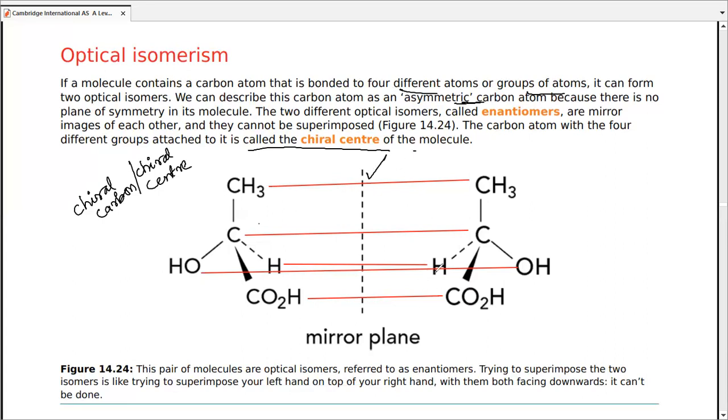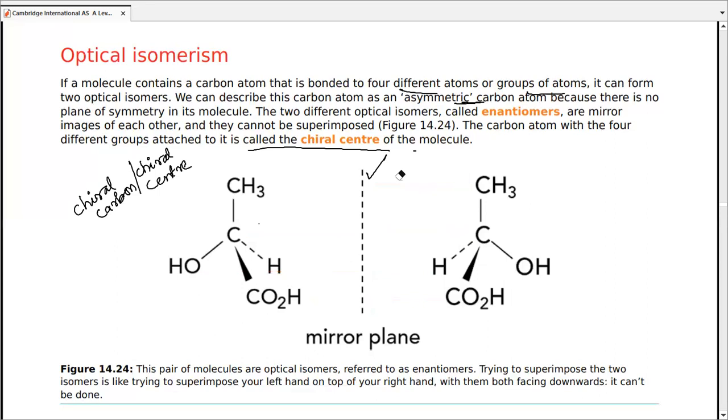Now, when you stand in front of the mirror, the right and left of you and your image are actually exchanged. Your right hand becomes the mirror's left, and your left becomes the mirror's right. Now take a look at this. This actually acts as a mirror image.